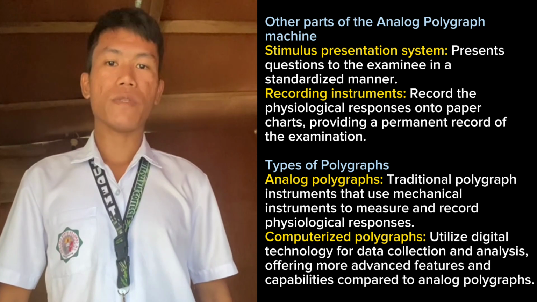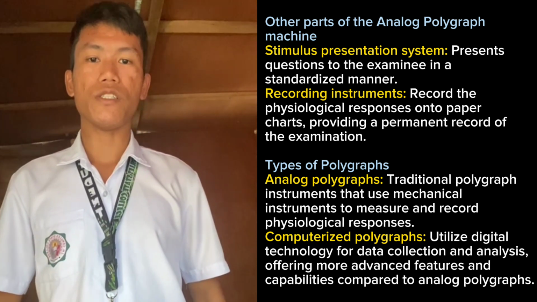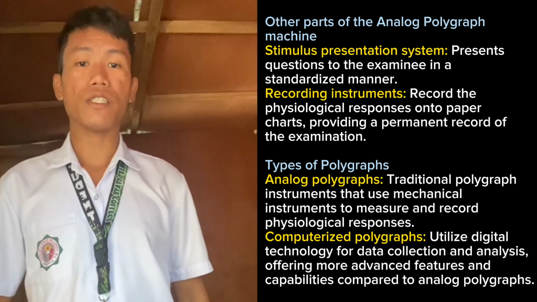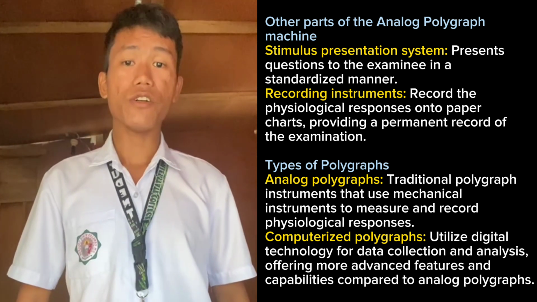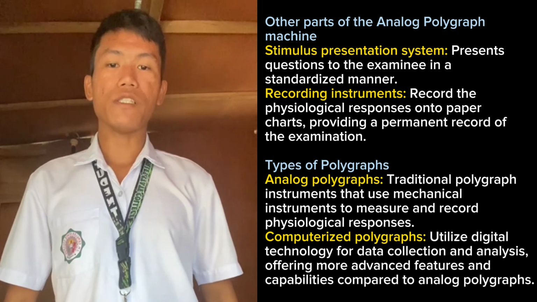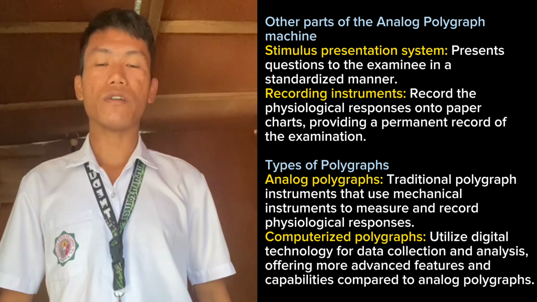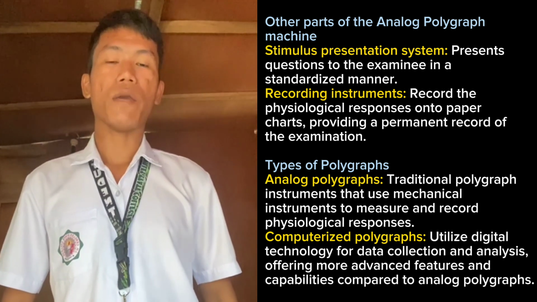The other parts of the analog polygraph machine are the stimulus presentation system, which presents questions to the examinee in a standardized manner, and recording instruments, which record the physiological responses onto paper charts, providing a permanent record of the examination. And that's number 7, types of polygraphs.